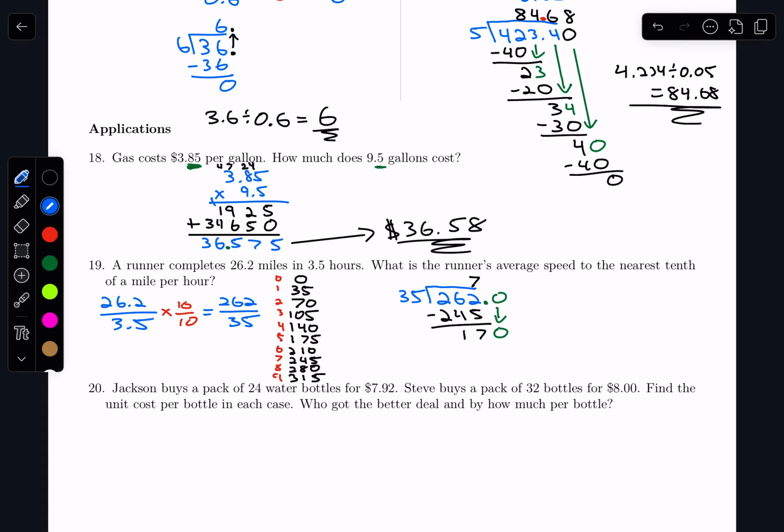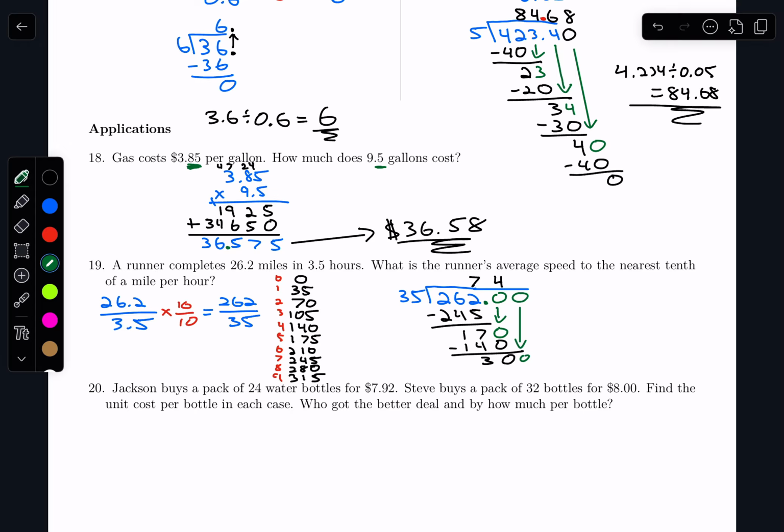So now we're going to ask ourselves, how many times does 35 go into 170? So using my multiples on the side, 170 is between 175 and 140. So I'm going to default to the smaller one. And so 4 on top is going to give us 140 as our multiple. So I write a 4 up top, and then I'll subtract 140. That leaves me with 30. And then I'm going to have to drop down another 0. So I have to put in this imaginary 0 and then drop it down.